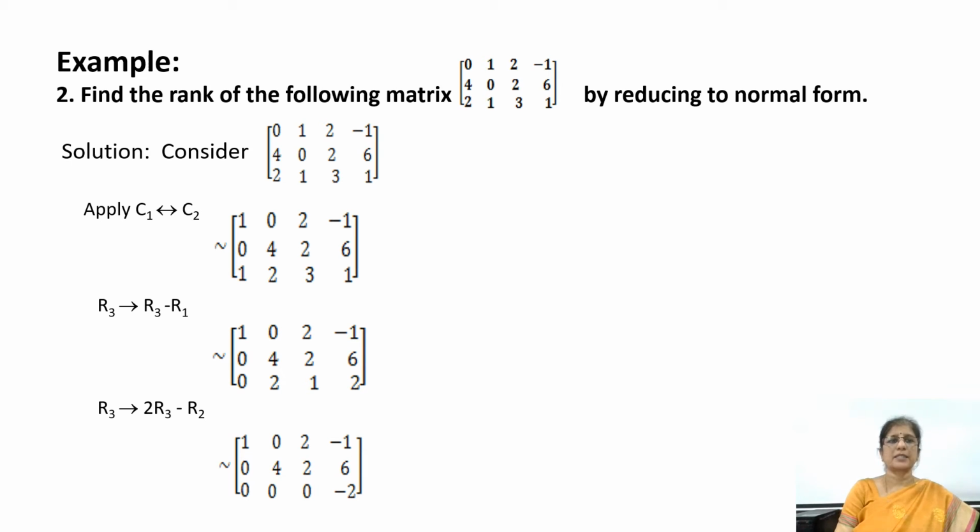By applying this operation, we obtain the matrix with the elements 1, 0, 2, minus 1, 0, 4, 2, 6, 0, 2, 1, 2. Now, after this, we make the second element in row 3 as 0. This can be done by applying the operation R3 changes to 2R3 minus R2. This gives us 1, 0, 2, minus 1, 0, 4, 2, 6, 0, 0, 0, minus 2.